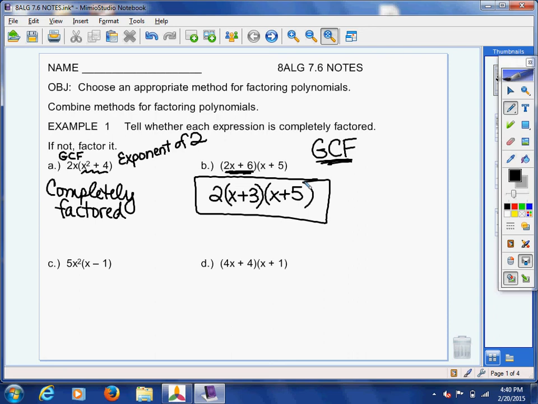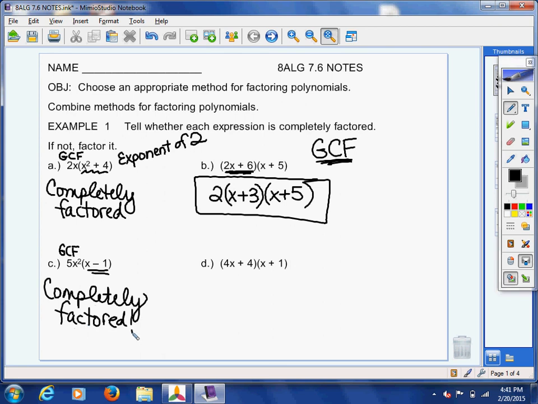All right, let's look at letter C. 5x squared times the quantity x minus 1. This clearly appears to be the GCF that was pulled out. The 5x squared, I can't do anything with that. So let's focus in on the quantity. There's no variable that's squared. I don't see a GCF, so it is completely factored. There's nothing else I can do here. So I'm going to leave it alone.